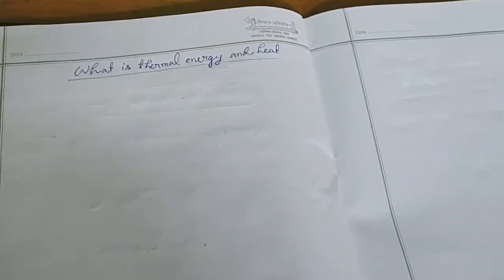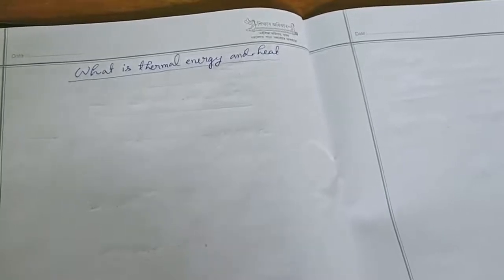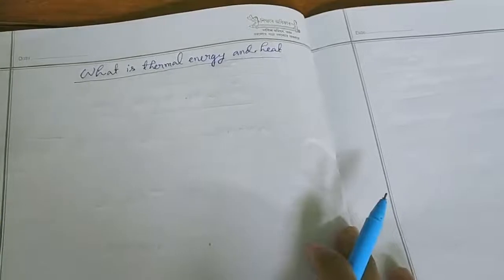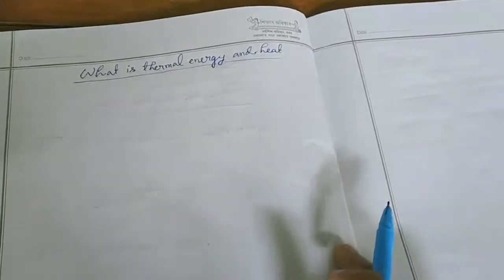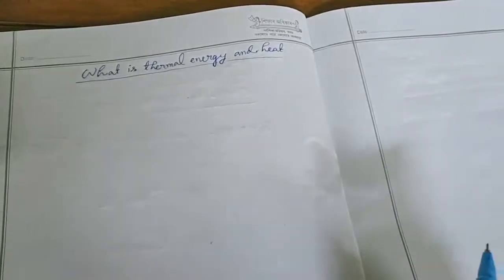Hello students, in this video we will learn your chapter 4, what is thermal energy and heat. We know that heat from the sun warms the earth. Heat is produced when things burn.